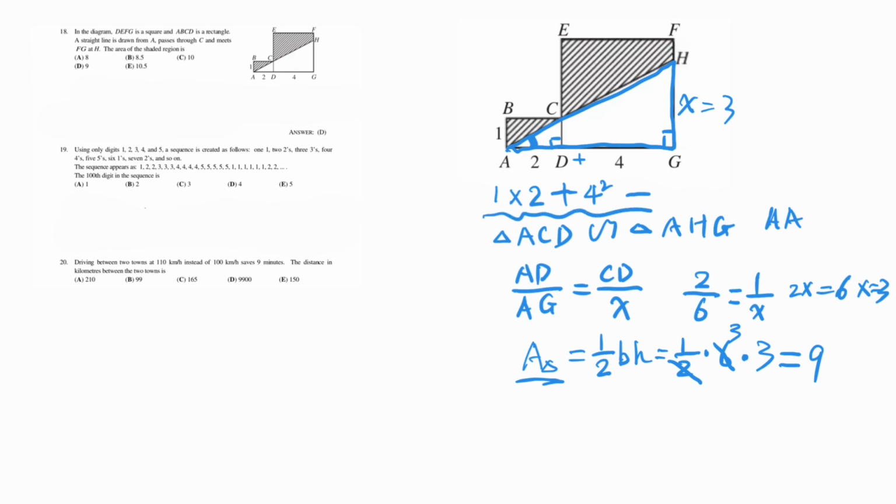The total area is 2 plus 16 minus 9. That's 2 plus 16, that's 18, minus 9 equals 9. So the 18 is the square and the rectangle area, and the 9 is the triangle AHG area. Total area minus the white part area equals 9. So the answer is D.